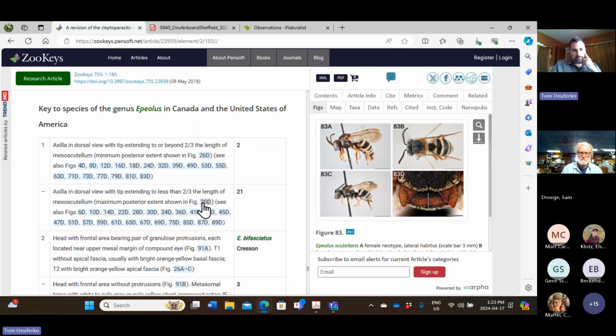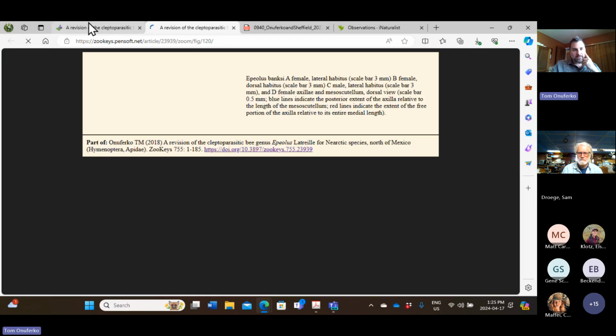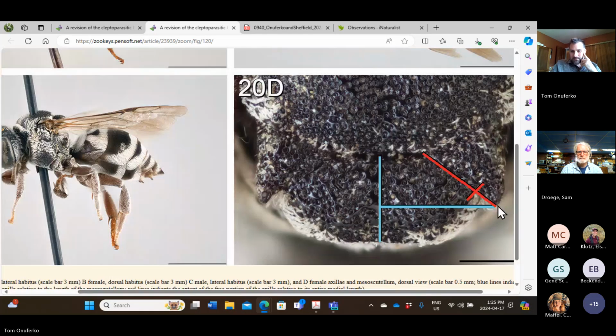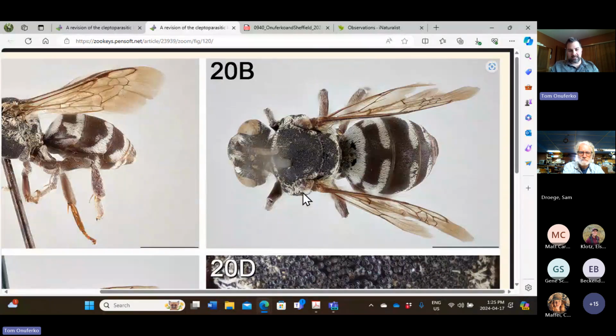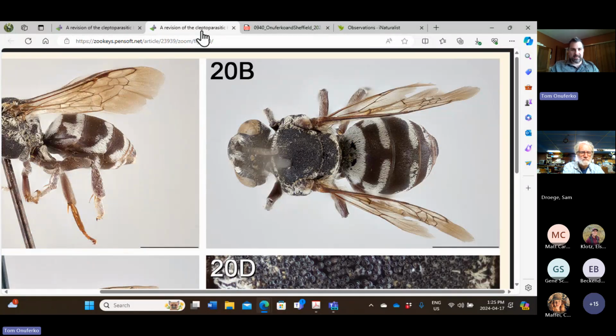And then if you look at the other half of the couplet, here's what the maximum posterior extent looks like. It's only slightly extended, not as far posteriorly as in the other couplet. This species is very rare. I don't think I've seen specimens of it collected more recently than the 1930s, so it may very well be extinct. This is Epeolus banksii. That's a good one to keep your eyes open for.